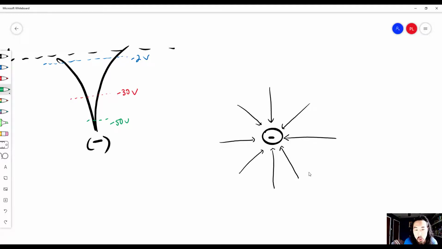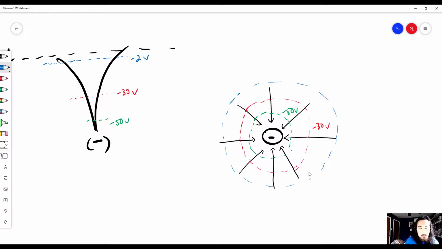Okay, so really close to the negative will be negative 50. So I'm going to do that in green. So this will be my negative 50 volts. Further away will be my negative 30. So here will be my negative 30. Right, and even further away in blue, I have my negative 2 volts, like so.